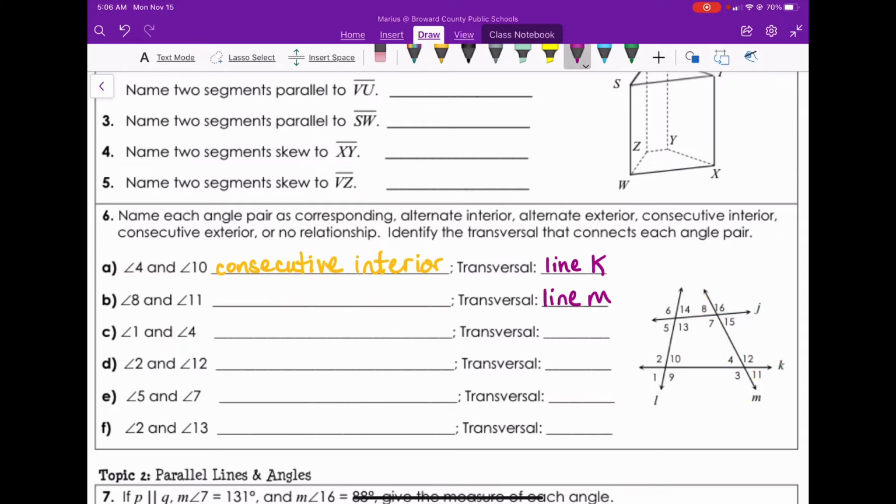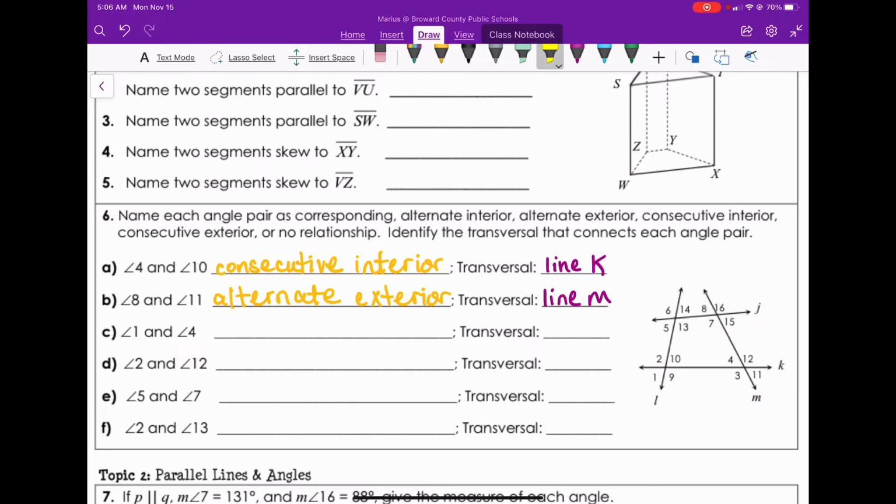So one more time. If you notice, 8 and 11 are on different sides of the transversal. Because they're on different sides, that word is alternate. Alternate means different sides of the transversal. Alternate, not alternative. And we said that they're both exterior. So these are alternate exterior angles. Okay? All right, let's take a look at the next one.